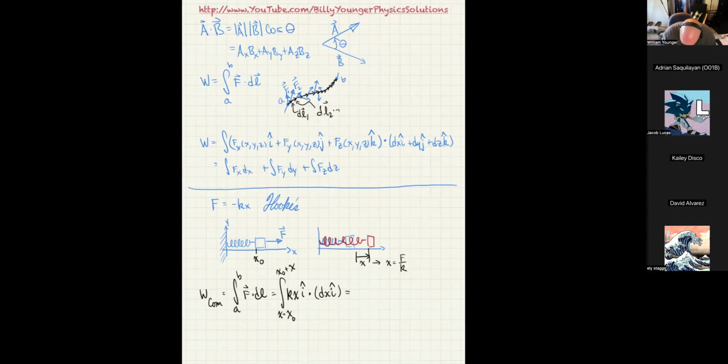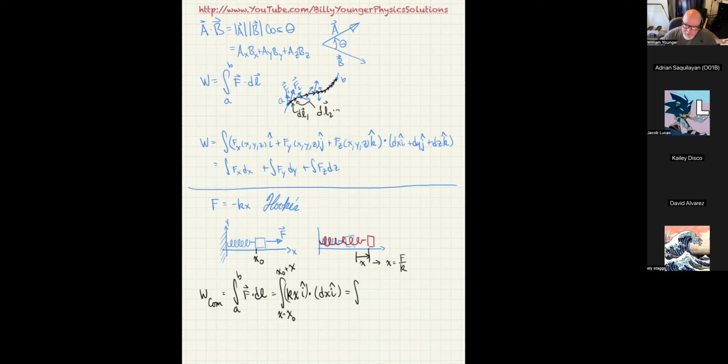I'm now going to integrate these two. And the way I integrate it is I first use the linearity of the dot product. And the linearity of the dot product just means that in this case, I have a vector that's kx i hat. I can put parentheses around it so you can see it better. That's one vector. And then I have another vector dx i hat.